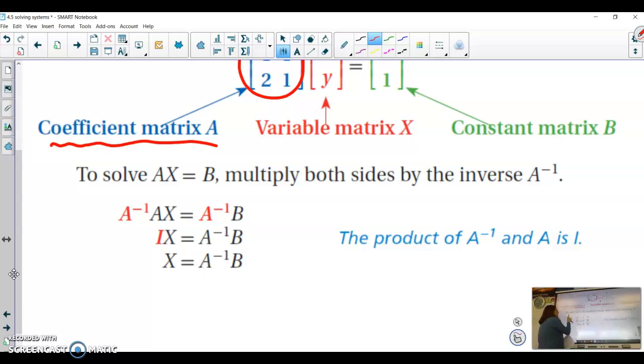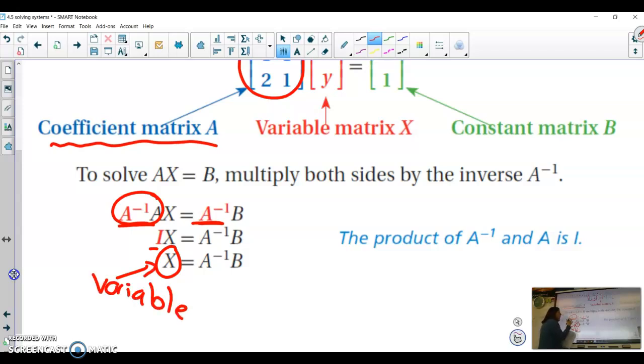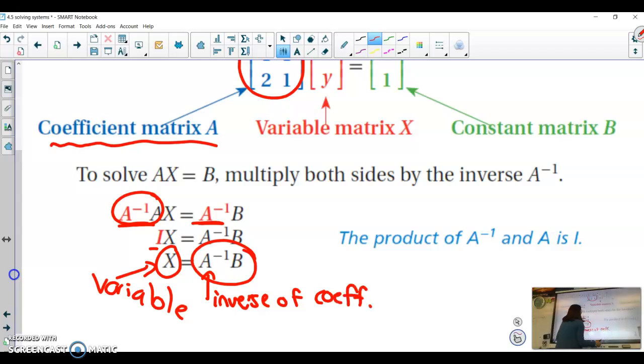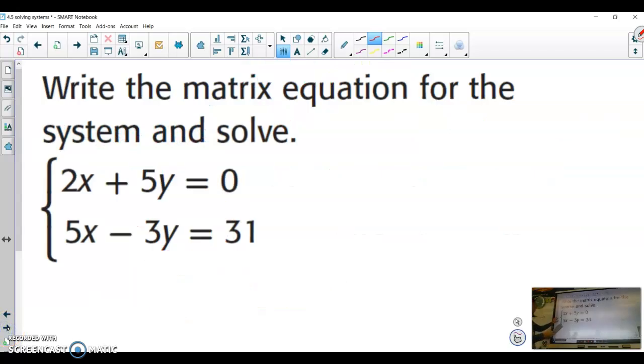So what we're going to do is take the inverse on both sides. So we're going to multiply both sides by the inverse of A. And we know when you multiply an inverse times a matrix, you end up with the identity. But the identity times anything is just the X matrix. So this is going to be my variable matrix. So to get the answer, I need to take the inverse of A times B. So you're going to take the inverse of the coefficient matrix times B.